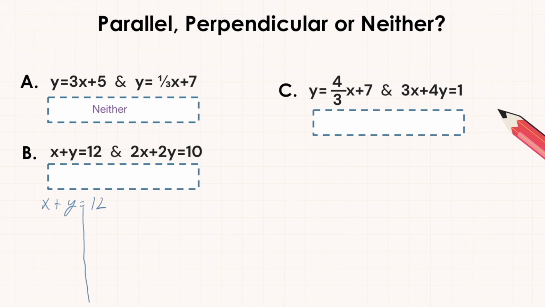We're going to draw our wall. We're going to subtract x from both sides. These are going to cancel. We're going to end up with y equals negative x plus 12. So that's one of our equations in slope-intercept form. Now let's put the other one in slope-intercept form.